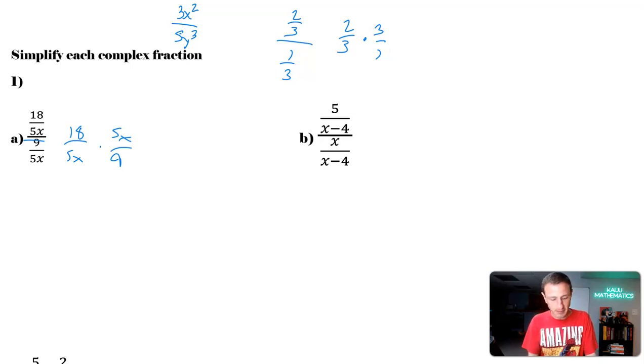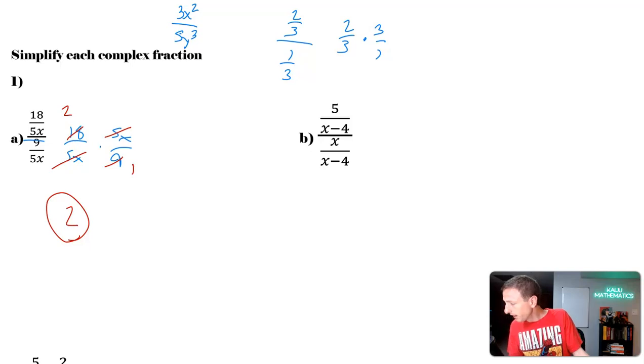So what ends up happening is the 5x's cancel, 9 goes into 9 once, 9 goes into 18 twice. So all we're left with is just 2, I think, right? Yeah, because 5x is canceled, 2 times 1 is 2, and then we just have 1 on the bottom. So we would just get the answer of 2 there. Cool. That's pretty interesting.